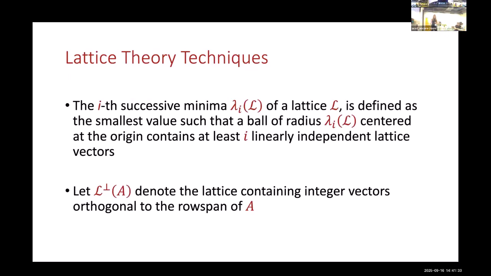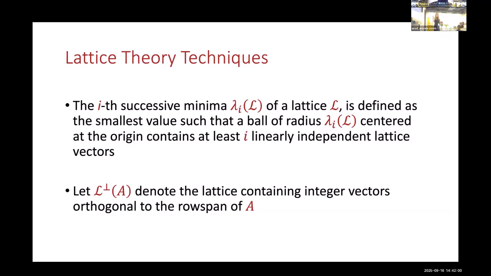To do that, we're going to need to define some quantities that are going to show up many times throughout our work. So first, we'll need to define this ith successive minimum, lambda_i of L, where L is a lattice. It's defined as the smallest value so that the ball of this radius, centered at the origin, contains i linearly independent vectors of the lattice. Or not completely span, just i linearly independent.